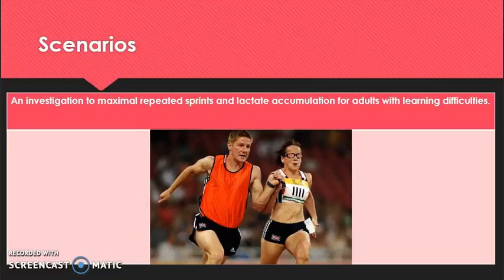The first scenario. For example, this scenario is an investigation into maximum repeated sprints and lactic acid accumulation for adults with learning difficulties. For example, the researcher may use 4 mixed ability 18-year-old students to sprint 100 meters 15 times with 2 seconds in between. One legal issue is data protection. If the researcher didn't keep the results safe somewhere that only he had access to, the results and names and ages of the participants and even the signatures of the participants could be taken.